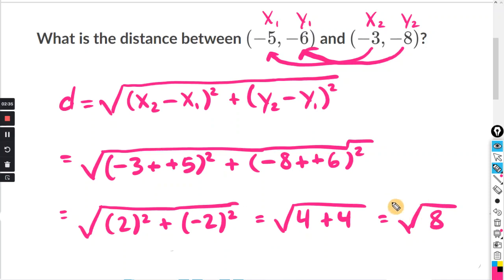So we don't round off for these. It's going to be multiple choice. Okay, and that's your final answer, the square root of 8.